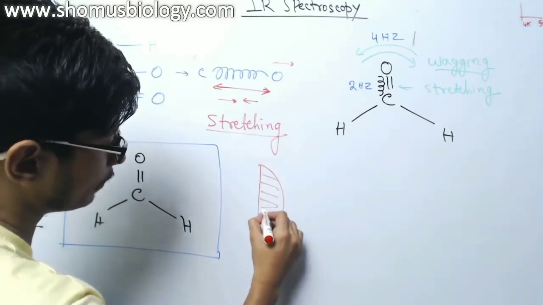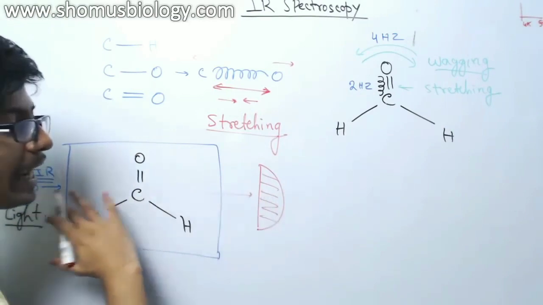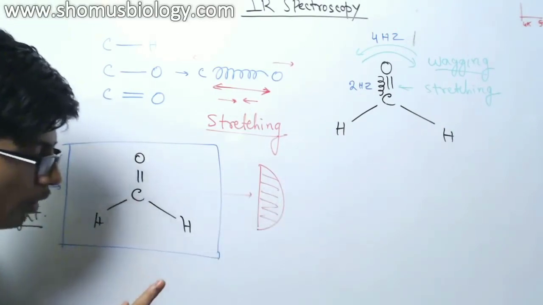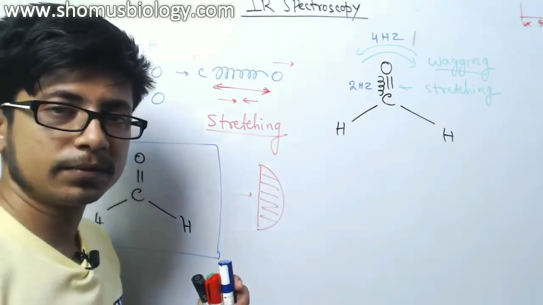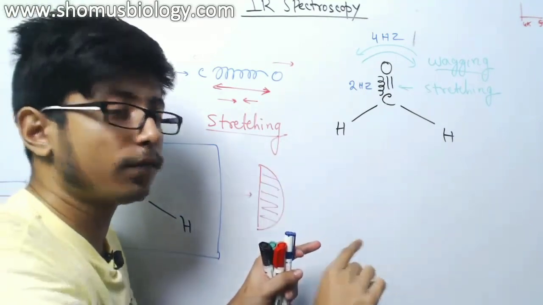Big D stands for detector. So the detector detects 100% of the light emitted, none of it is absorbed. Once the detector detects that, it is connected with the computer, which is also connected to the monitor screen, where we can see a graph forming.